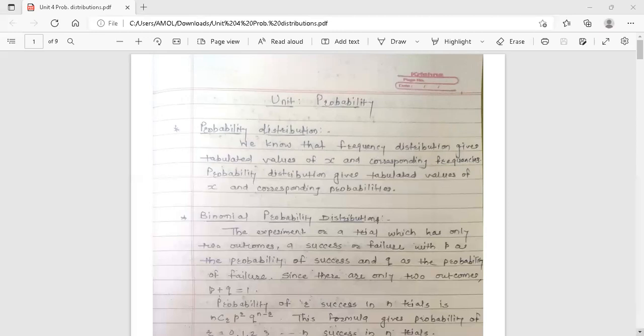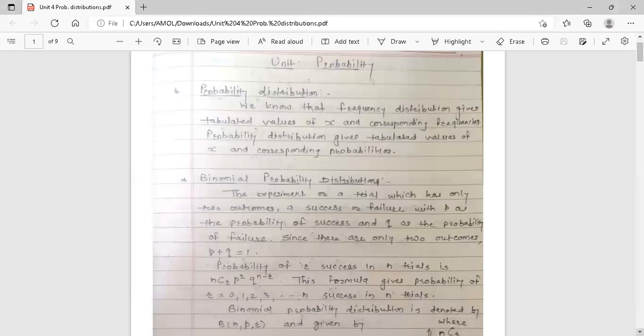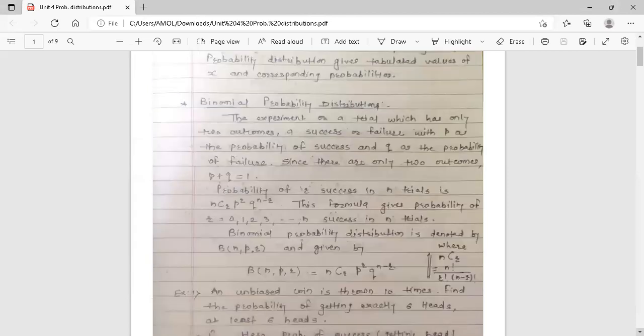Now we are going to discuss 3 types of probability distributions in this unit. The first one is binomial probability distribution. See, what is binomial probability distribution? The experiment or a trial which has only 2 outcomes, a success or failure, with P as the probability of success and Q as the probability of failure.